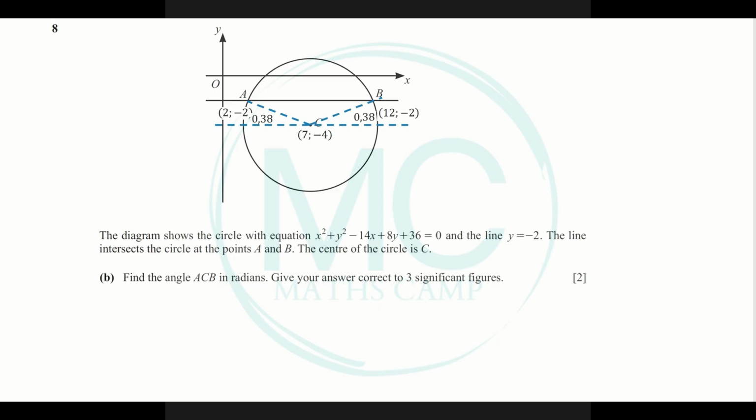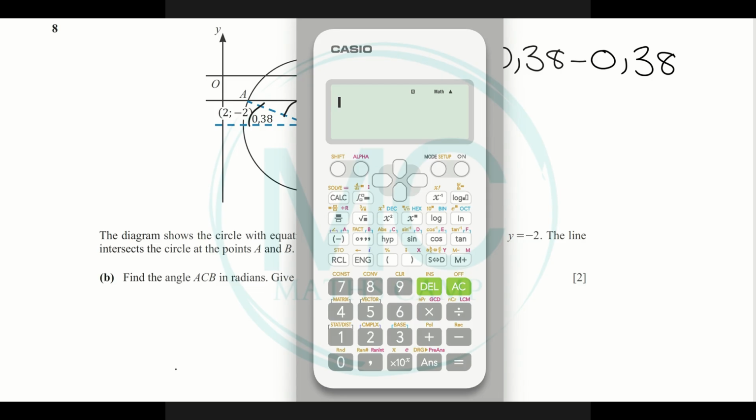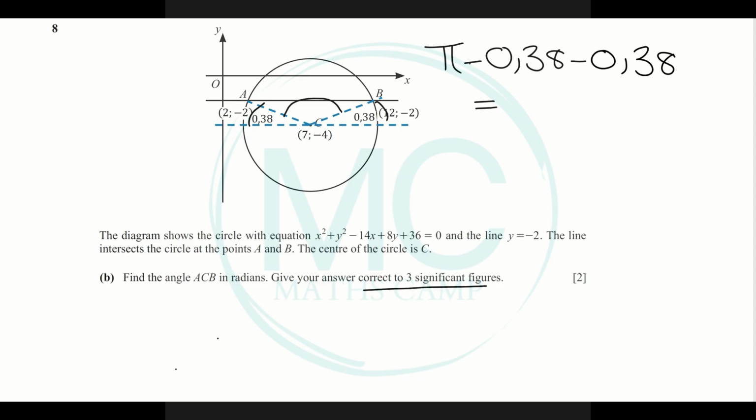Now, we just said that the line drawn through C is a straight line of 180 degrees, pi radians. So to find angle ACB, this one over here, all we have to do is say pi radians minus angle at BC, this one, 0.38, minus this acute angle, 0.38, is equal to, now I can take my calculator and I can say pi minus 0.38 minus another 0.38 is equal to 2,3815 and so on. The question tells us to give our answer correct to 3 significant figures. So the angle of ACB must be 2,38 radians.